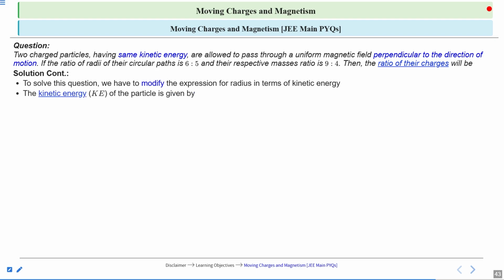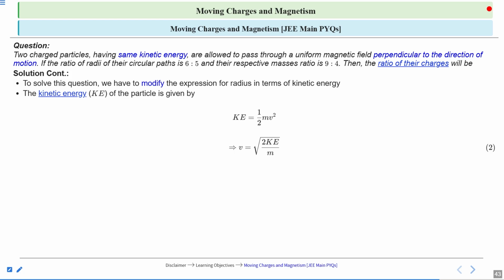To do that, firstly, we have to find the kinetic energy expression. What is the kinetic energy of the particle? It is given by half mv squared. From this we can find v. What is the velocity in terms of kinetic energy? v is equal to root of 2 kinetic energy upon m. Mark it as the second equation.